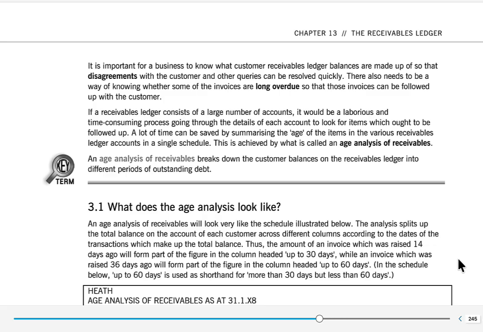Exam recommendations for Lesson 3. Recommendation 1. Learn the definition and the purpose. In the exam, you may be asked to explain what an age analysis is and why it is useful. Your best structure is what it shows, how it is used.